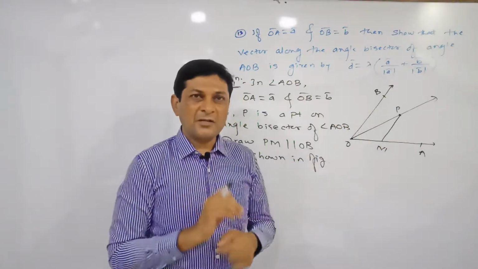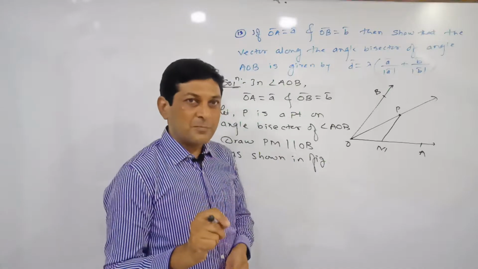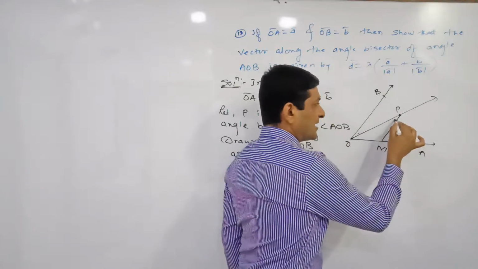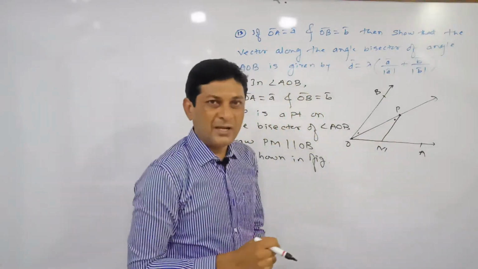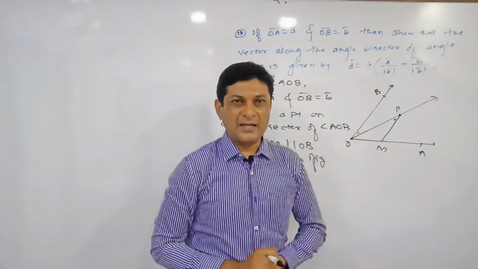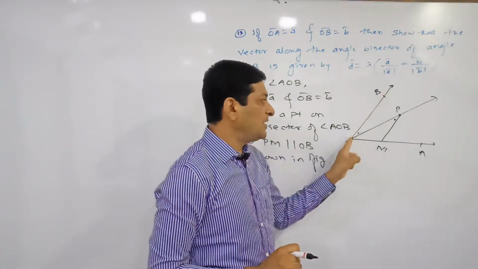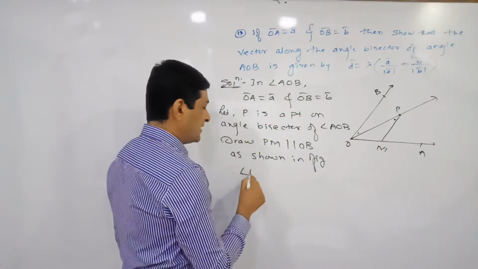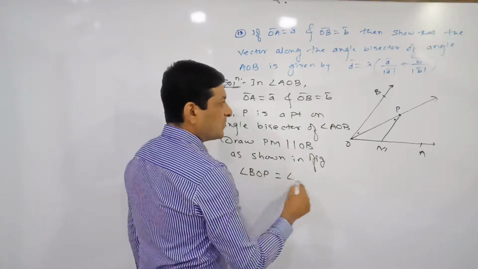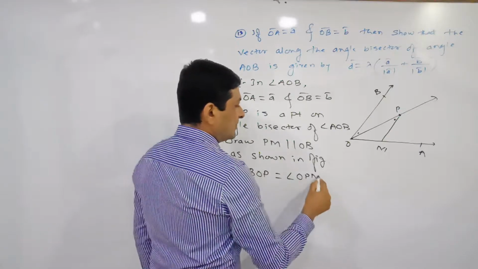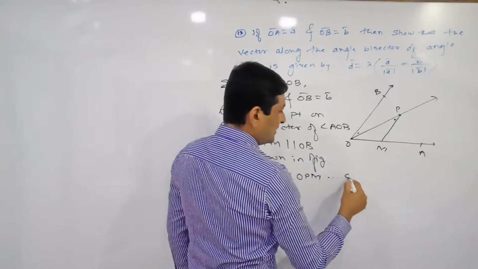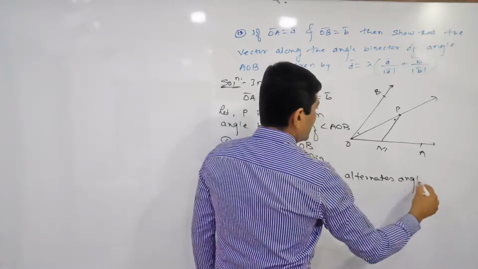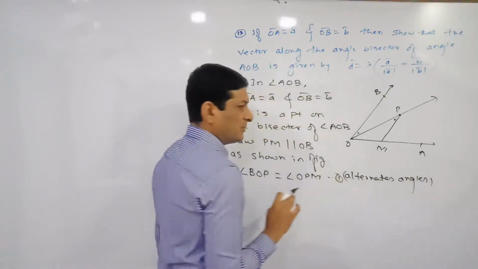And we know that if two lines are parallel to each other, at that time the pair of alternate angles are equal. So since these two lines are parallel, we can say that these two angles are equal, because these are the pair of alternate angles. Which two angles are equal? Angle BOP is equal to angle OPM. So these two angles are equal since these are alternate angles. Let us denote this result by equation number 1.